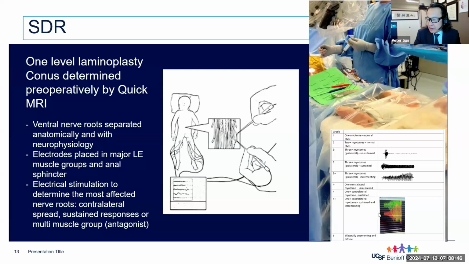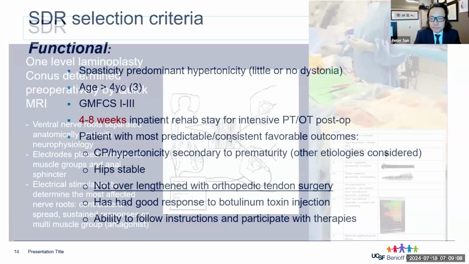We have worked out our own classification. The normal nerves are just a square little response block. The abnormal ones can be sustained, or they can cross over to the other side and affect multiple other muscle groups. So those are the ones that we classify as the worst nerves, which are selected for rhizotomy.